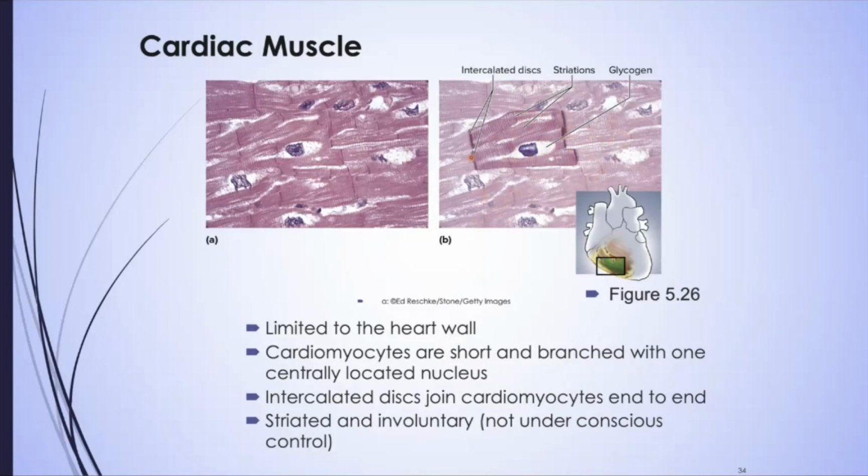Those are called intercalated discs. Those connections, you can see them. Those intercalated discs are going to join those cardiomyocytes, right? Myo means muscle, cyte means cell, cardio means these are the cardiac muscle cells. And so it's going to be limited to the heart wall. The cardiomyocytes are going to be short and branched, like I just showed you, with one central nucleus.